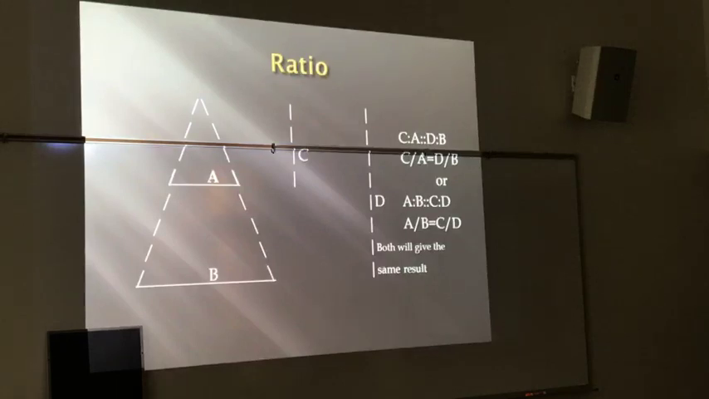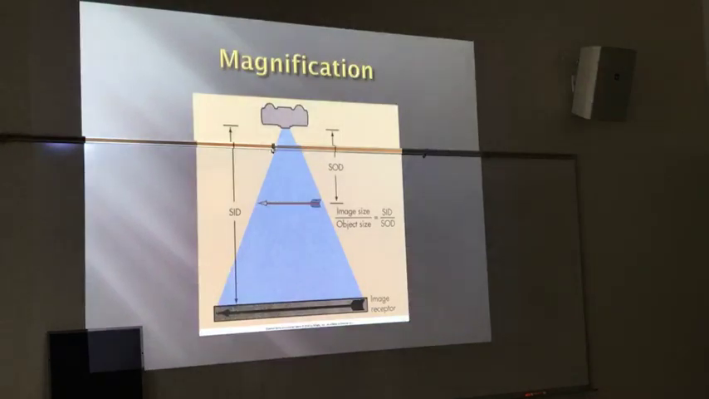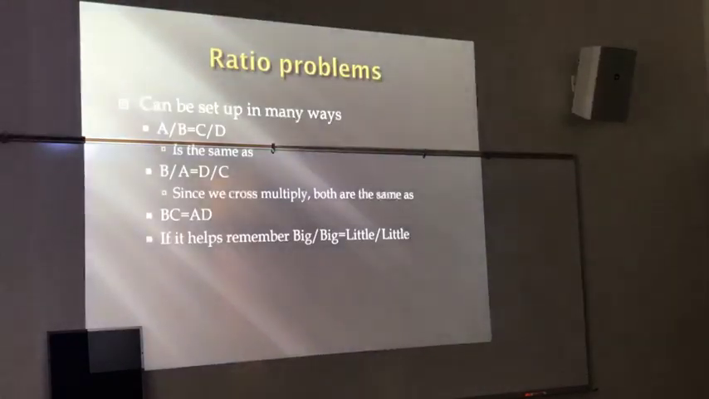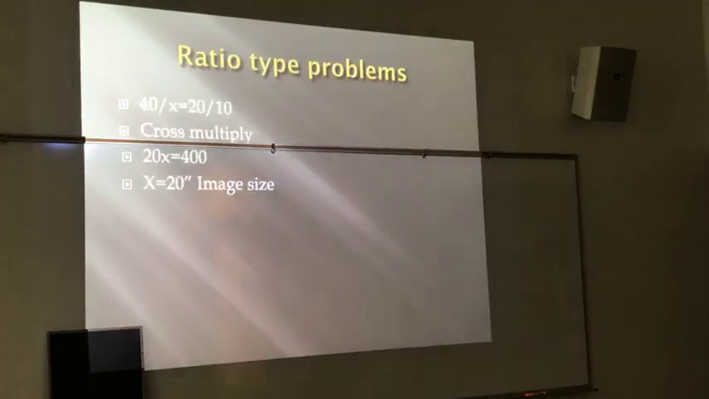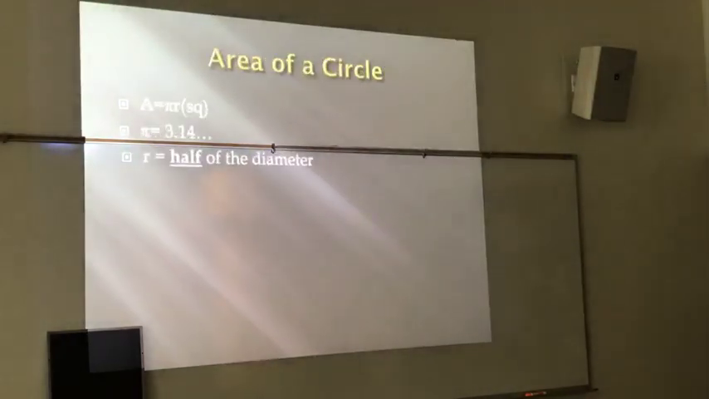So all of that is really kind of magnification the same way. They're ratio problems, so as long as you flip the entire thing, you should be good. It walks through the same thing again. Still the same stuff. All right, so area of a circle.